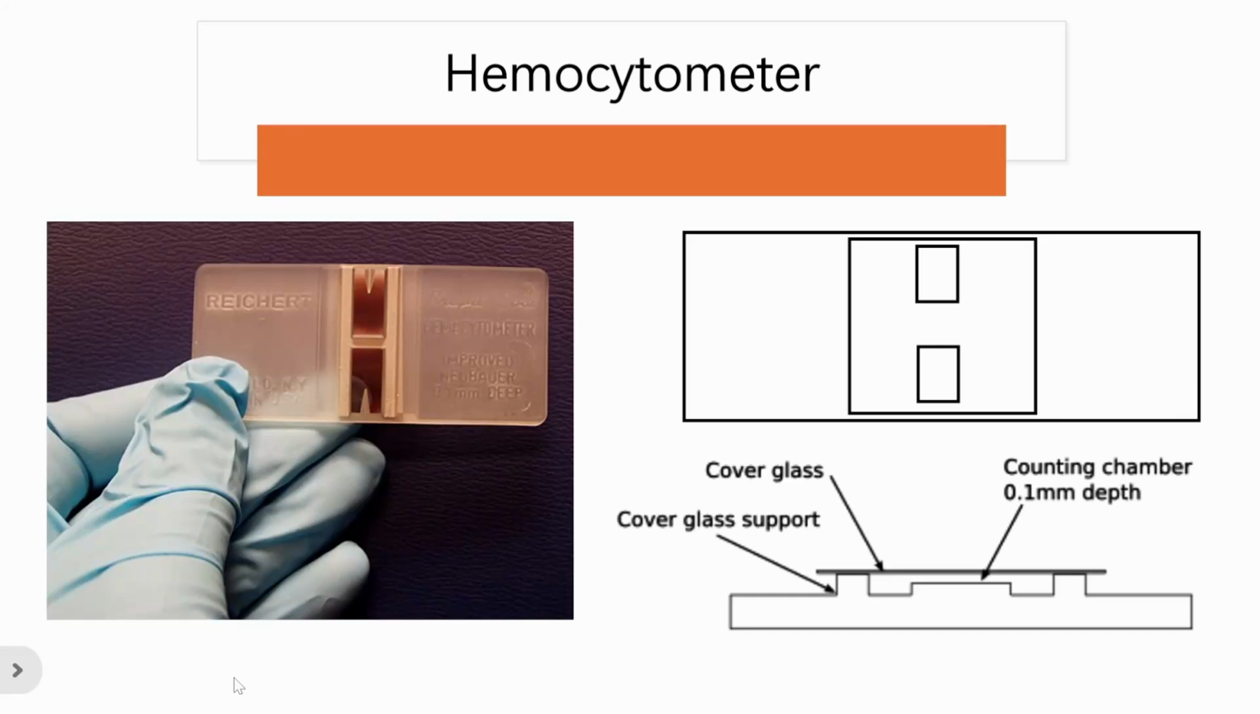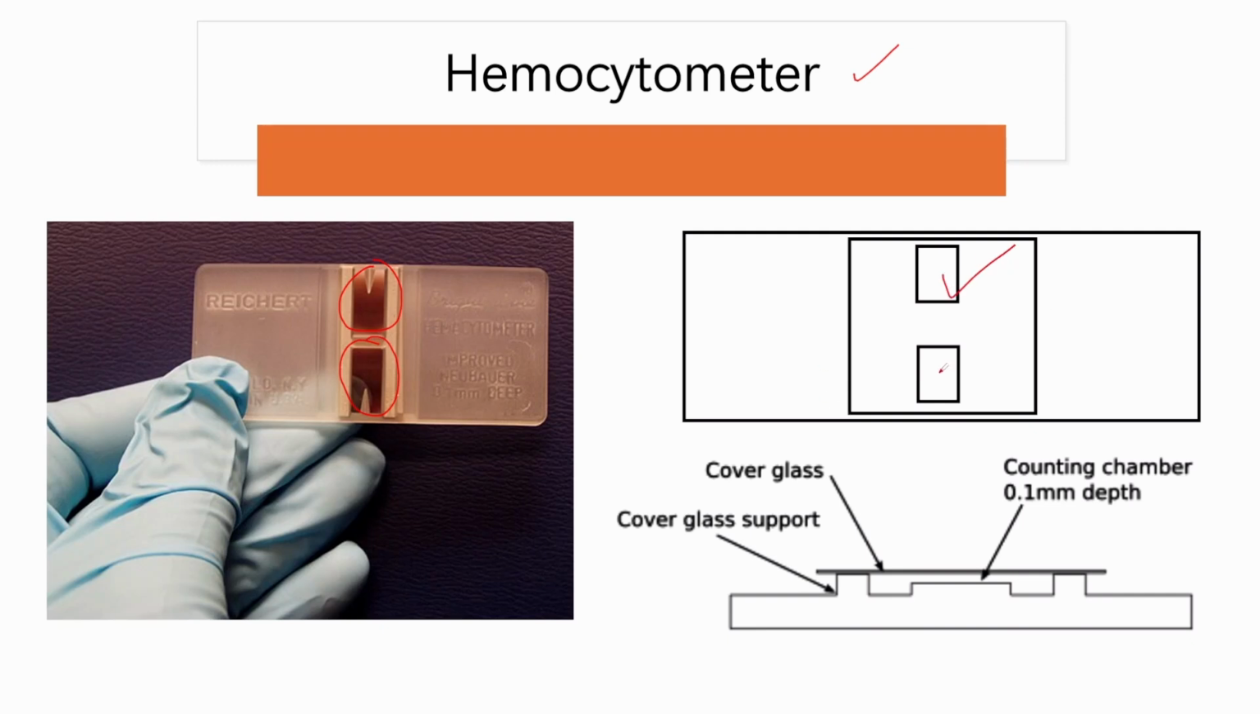Suppose you have some cells in lab that you want to know their numbers. One thing that you can do is you can use a hemocytometer. A hemocytometer is a microscopic slide like this one, and it has two parts where you can put your cells and check how many numbers you have got.